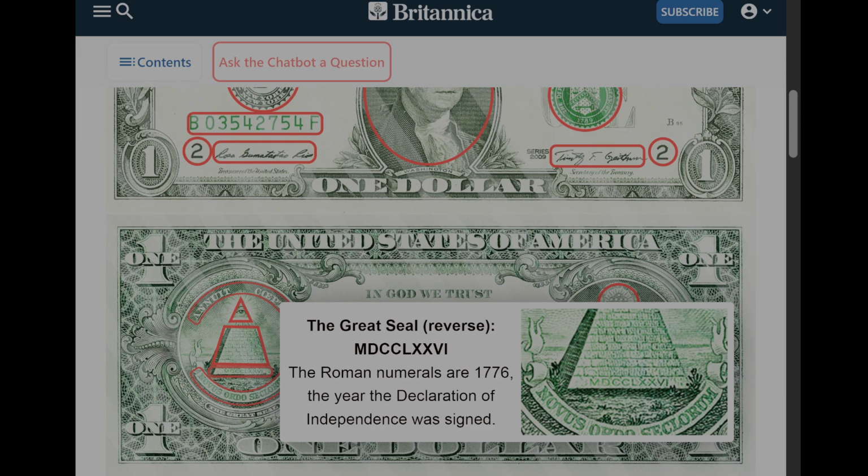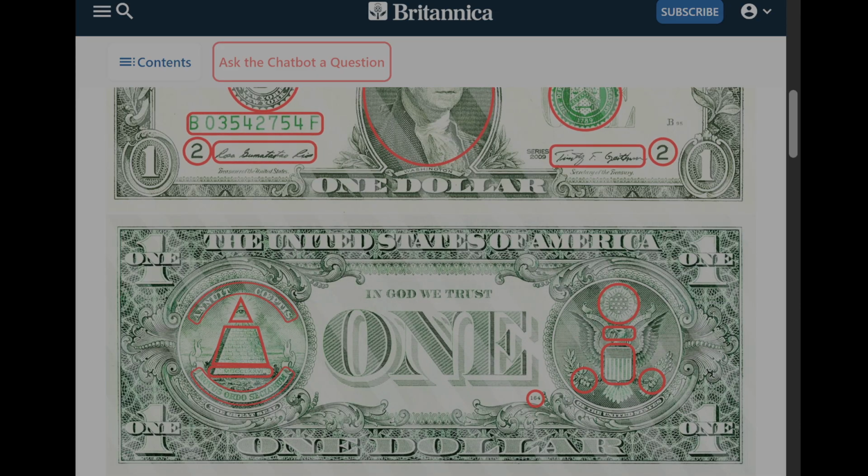The Great Seal, MDCCLXXVI, or I, the Roman numerals are 1776, the year the Declaration of Independence was signed, or the cult began. Not the people, the groups I'm talking about that made all this up. Okay, continue down on this pyramid side.